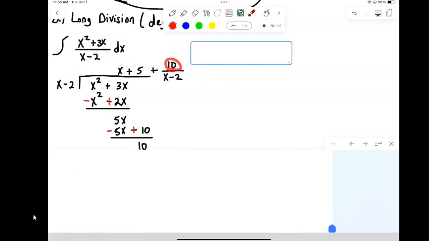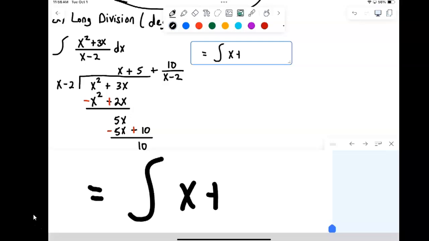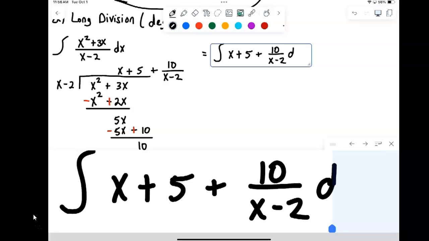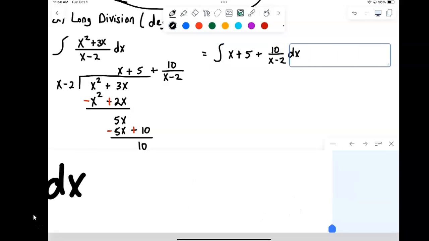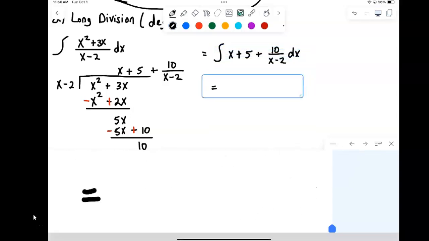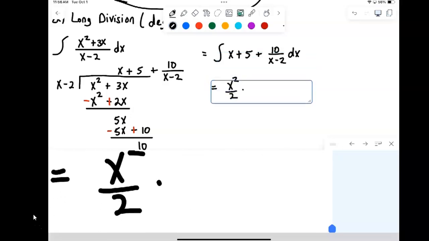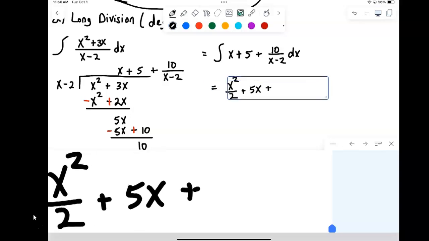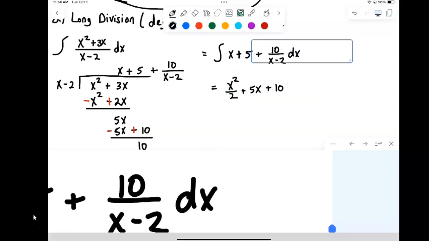So going back to my full integral, I would have the integral of x plus 5 plus 10 over x minus 2 dx. And of course, the integral of x is just x squared over 2. The integral of 5 is just 5x. The 10 is a constant and it will carry through.